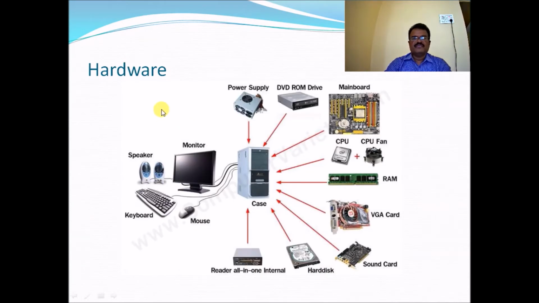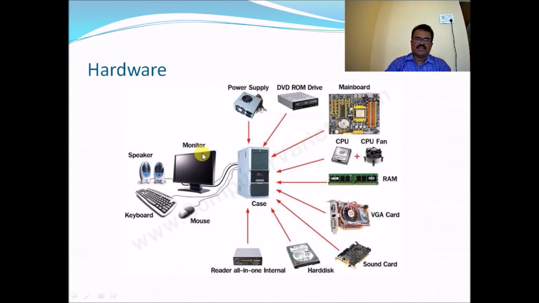Here we can see the different parts or components. Some are external, some are internal. These are the internal components inside the computer: power supply, DVD-ROM drive, main board or system board, CPU and CPU fan, RAM, random access memory, VGA card, video graphics adapter used for display, sound card, hard disk drive, and card reader. In the computer case, all are internal parts. That's why these are called hardware components.